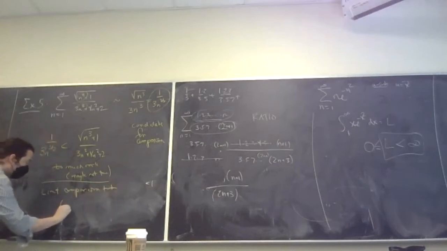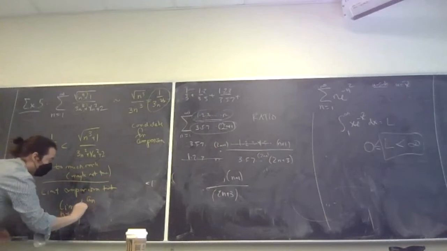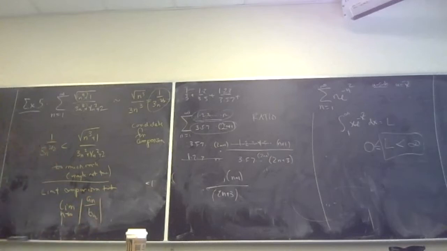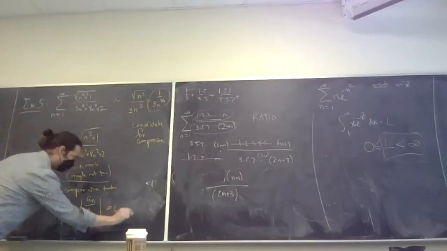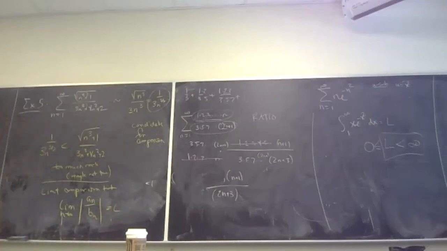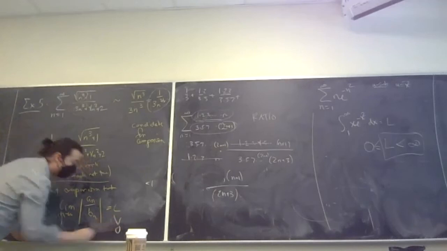This means that you're looking at the limit as n goes to infinity of the absolute value of a_n over b_n, one of the series over the other one. Okay, so a limit comes out of this. What condition has to exist on this limit for the limit comparison test to give you information? It's got to be strictly bigger than 0.